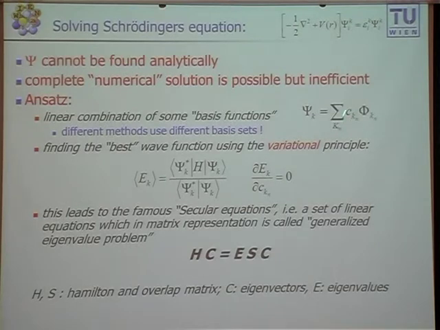Or if your number of basis functions k is very large, then you get a set of linear equations, which is called in mathematics a generalized eigenvalue problem. So these H and S are the Hamiltonian and the overlap matrix. So this is a matrix. If I do this derivative here, this becomes a matrix. The C is the matrix of my eigenvectors. These are the coefficients for each state n. And the E is a diagonal matrix containing the eigenvalues.